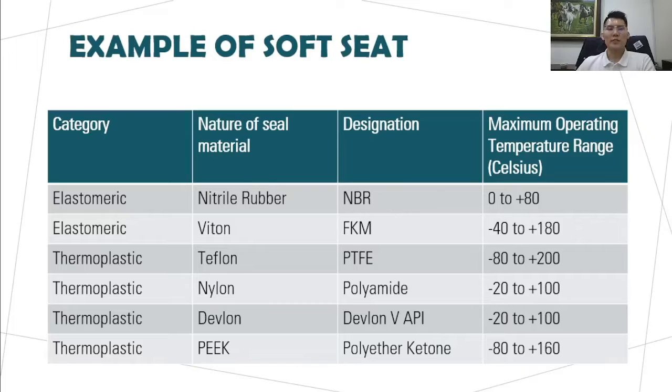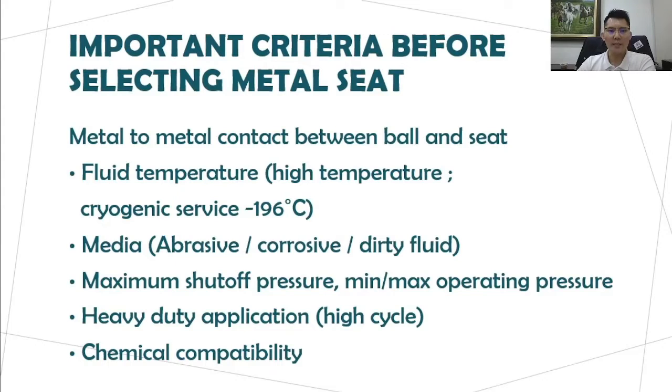The main point about soft seats is that they achieve better seat tightness compared to a metal seat, but there is a limitation on pressure and temperature. Today we'll share with you about valve coatings for the metal seat. What are the important criteria before selecting a valve metal seat?